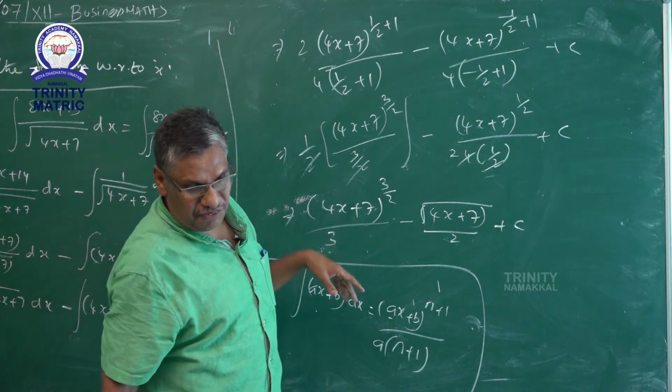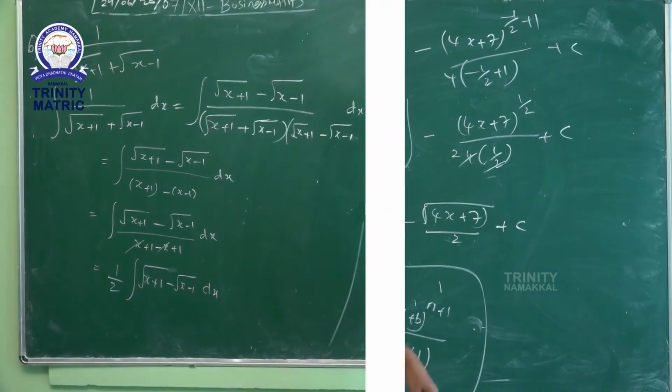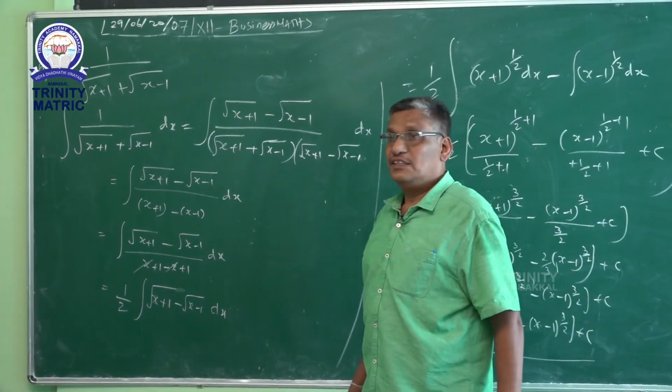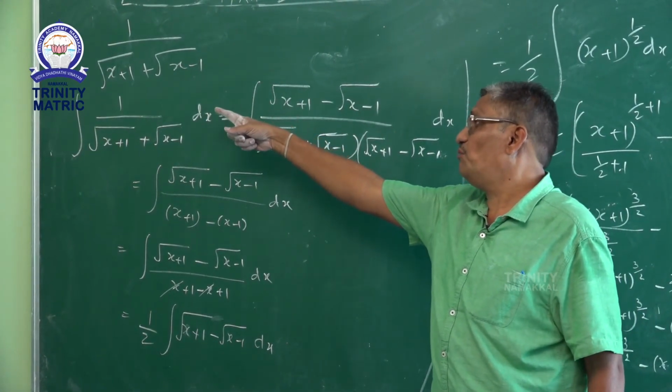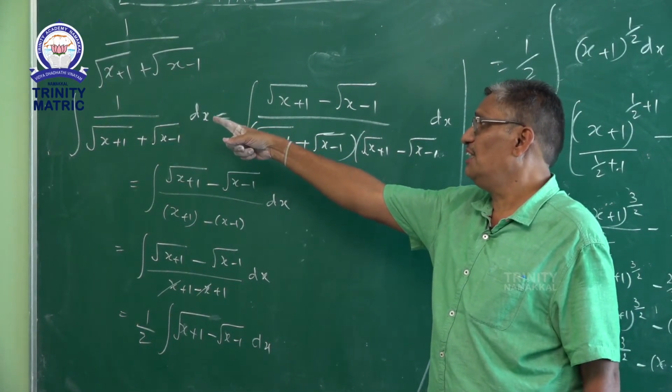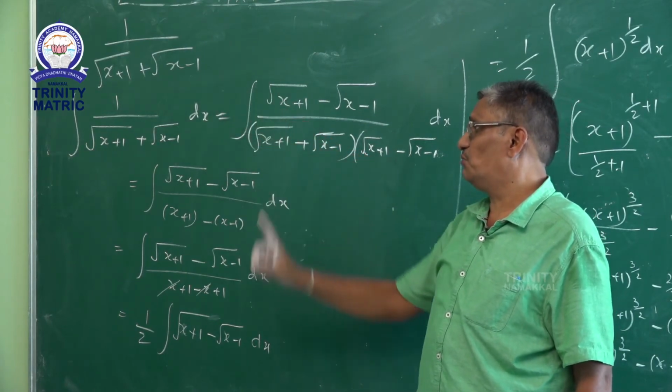Thank you. We'll go for the next sum. Now I am going to the 6th sum. Don't be afraid of the sum. What is the given sum? 1 by square root of x plus 1 plus square root of x minus 1.